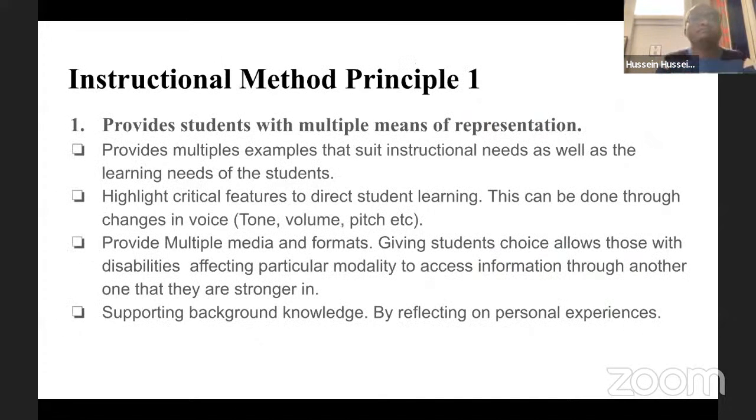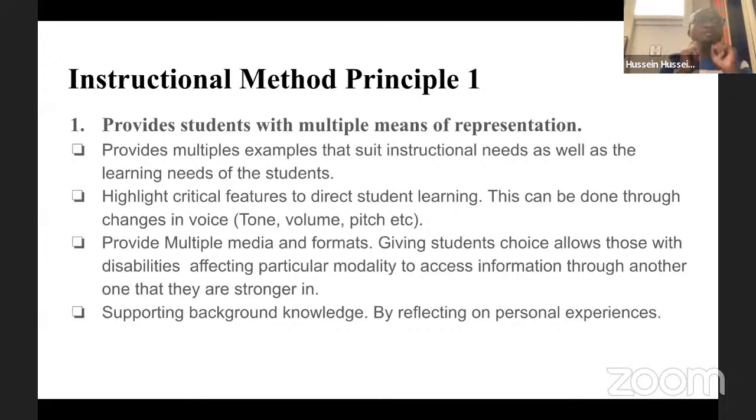Instructional method principle number 1, provide student with multiple means of representation. Hii iko vipi? So for example, when you are teaching, you can provide multiple examples that suit instructional needs as well as the learning needs of student. Unapotoa mifano darasani, toa mifano ambayo watoto wote wanaweza kuwa benefited. Sio unatoa mfano ambao pengine mtoto wa eneo fulani due to the physical or due to the geographical limitation hawezi kuelewa. Toa mfano mtoto ambaye anatoka labda west, upande wa kusini na upande wa kaskazini wanaweza kupata kitu.